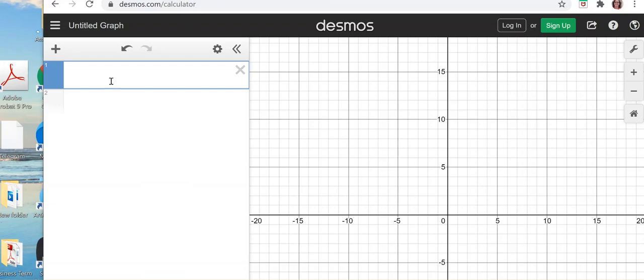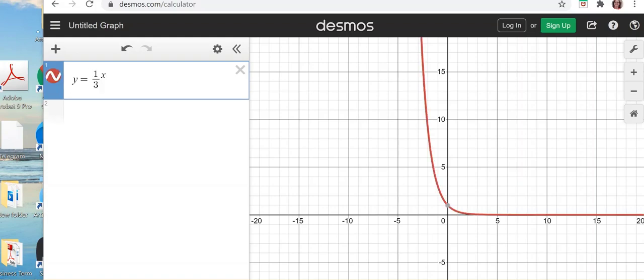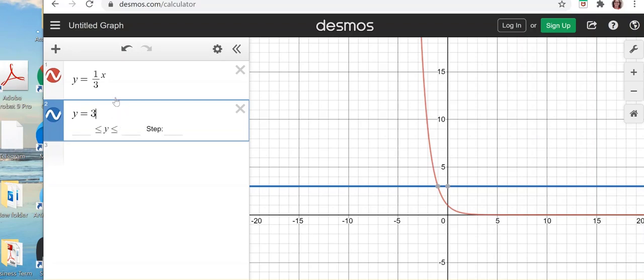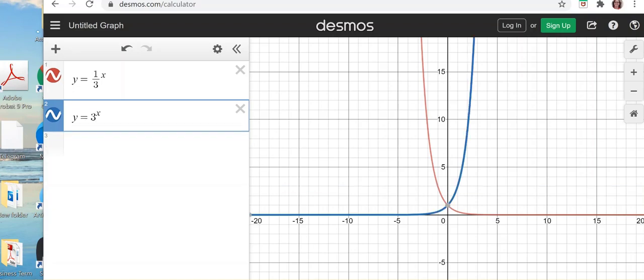Okay, so I'm also going to put this in Desmos. So y is equal to a third to the power of x, and this is our graph. So if I also put in y is equal to 3 to the power of x, you can see that they are a reflection in the y-axis of each other.